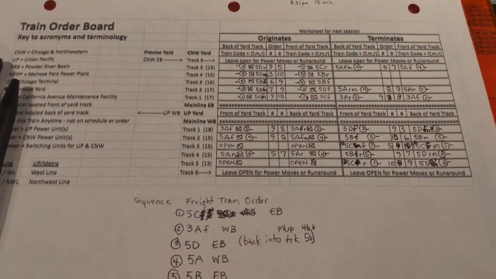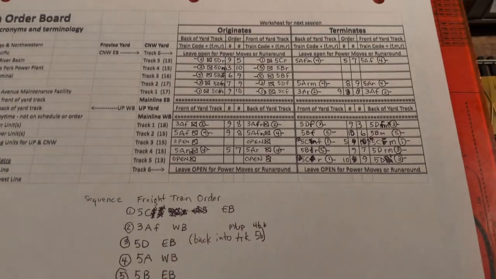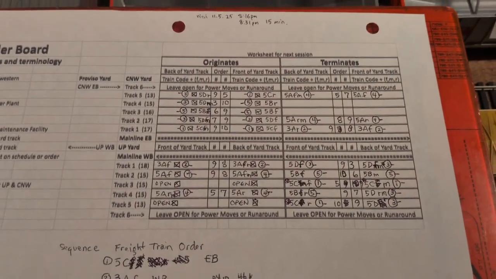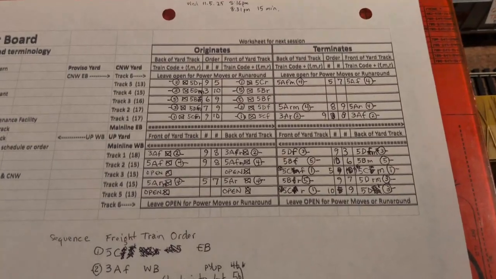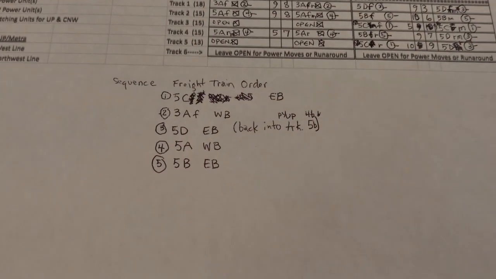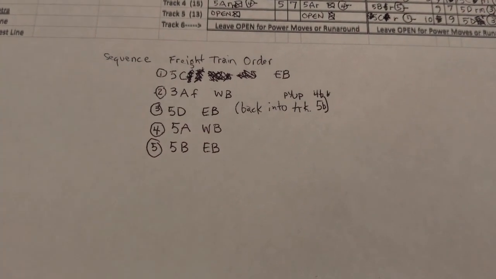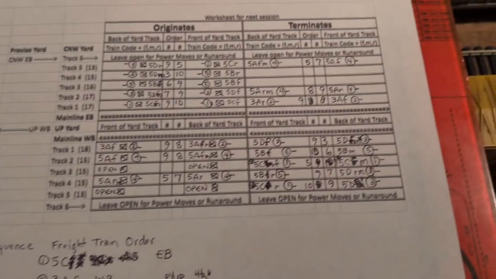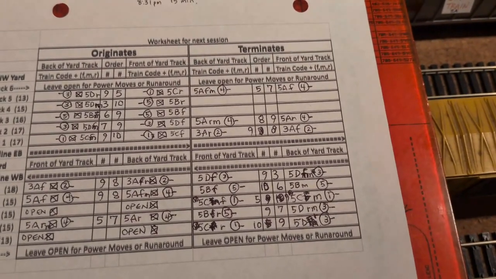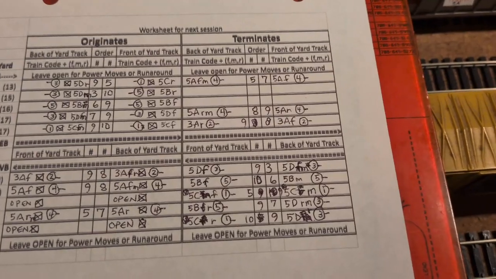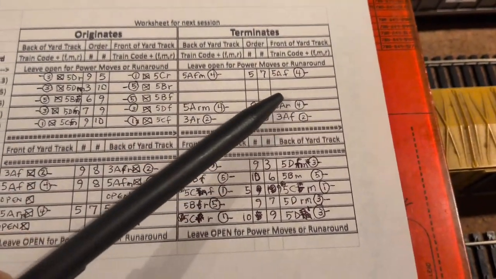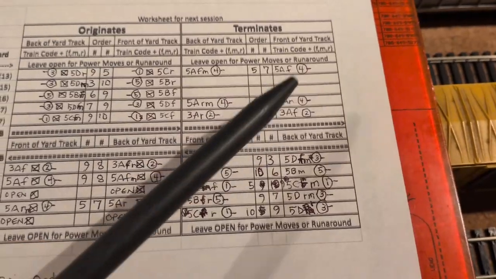Okay, here's the worksheet. It looks really complicated and it takes a while to figure it out, but once it's done, I've got the freight trains in the order that they depart the yards. And then I have over here where it terminates, where they actually come in. So as you can see right here, I've got 2 tracks that are totally open when we're finished.